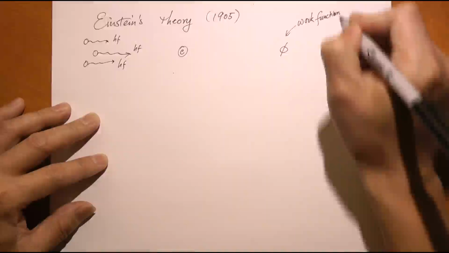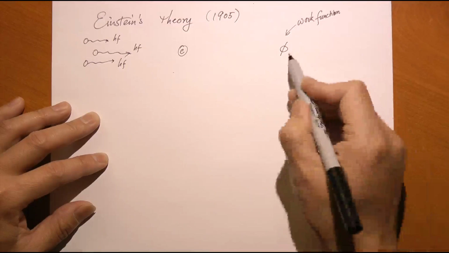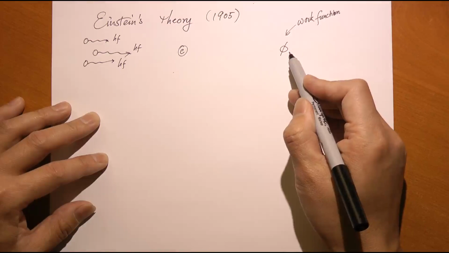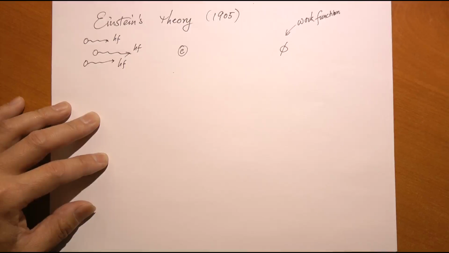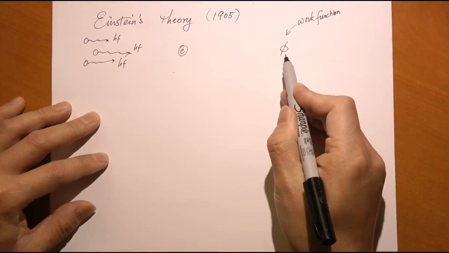So if we use alkaline metals, alkaline metals are very active metals. The electrons could be easily pulled out of the atoms, so the work function is relatively small. But it's typically a few eV for metals. So we have this work function. The electrons must receive at least this much energy before they can be pulled out of the metal plate.